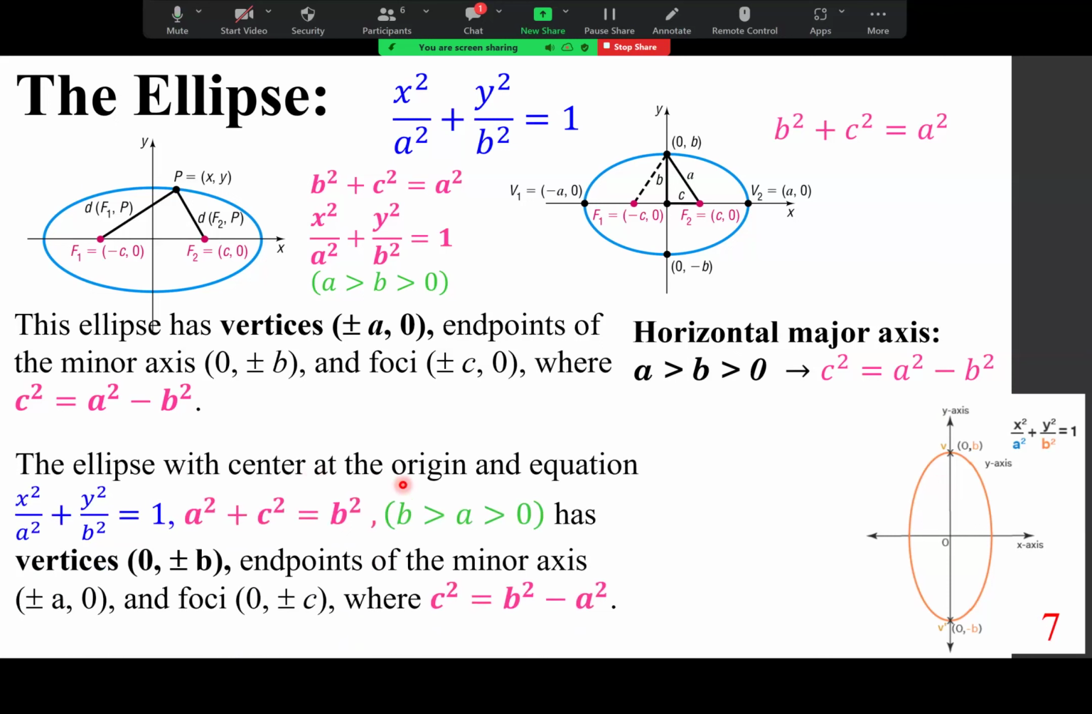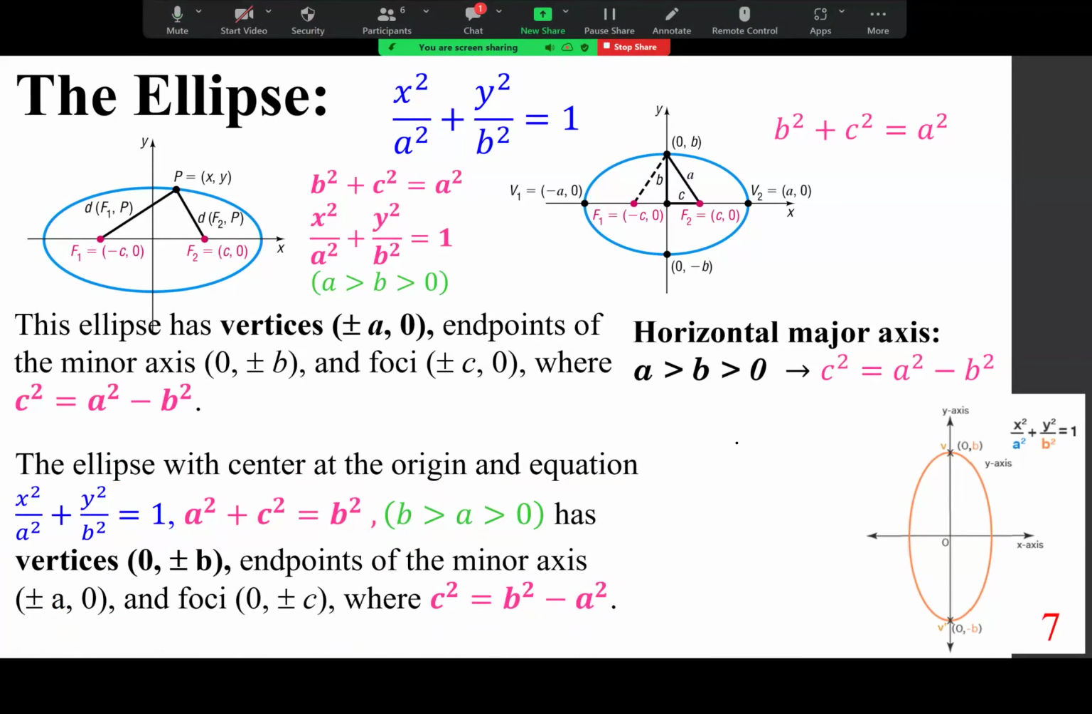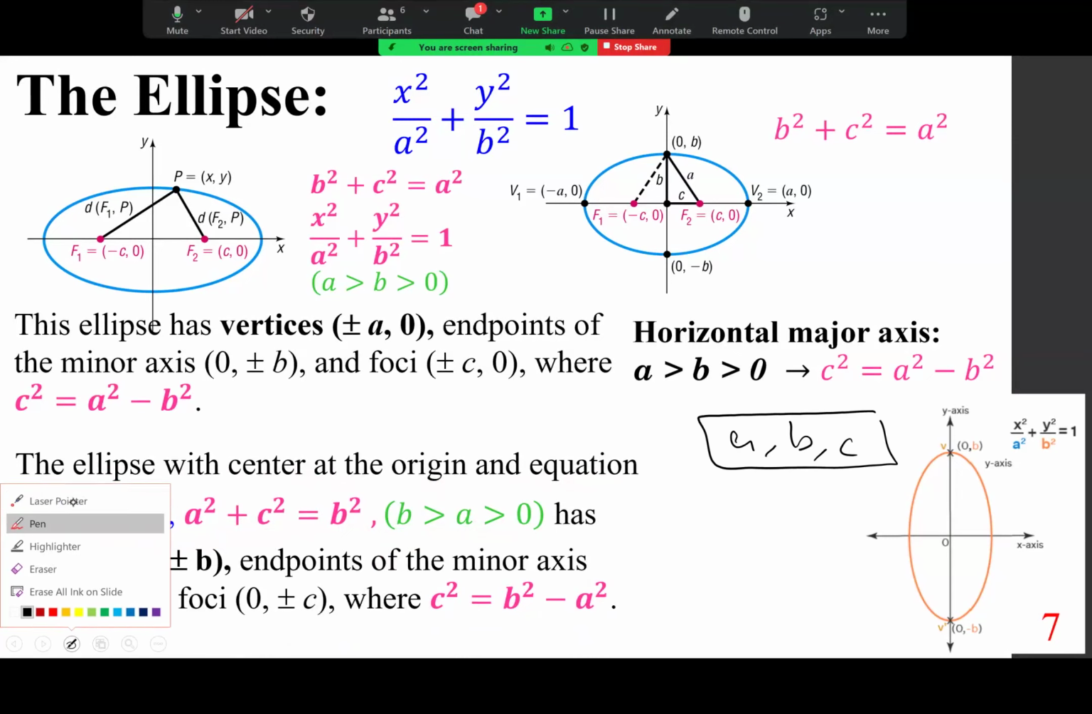The ellipse with center at the origin, an equation x squared over a squared plus y squared over b squared. A squared plus c squared equals b squared because b is larger than a, larger than 0. Just remember this. When you have a, b, and c, you follow Pythagorean theorem, just pick the one that is the largest as the hypotenuse. In this case, a is the largest. In this case, b is the largest.